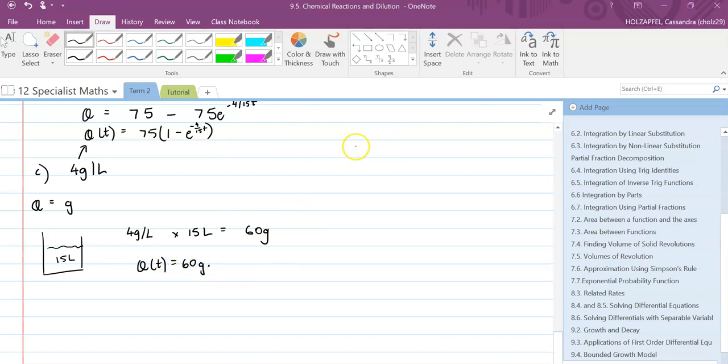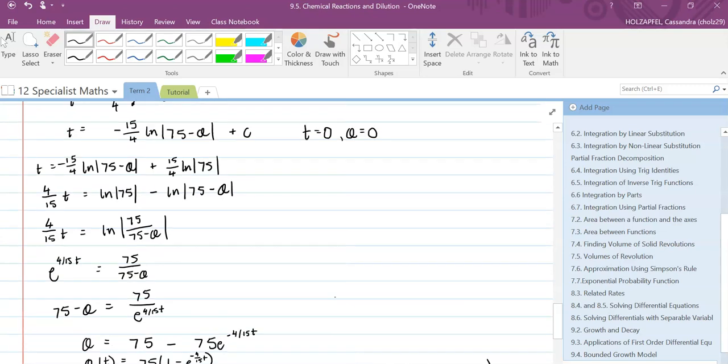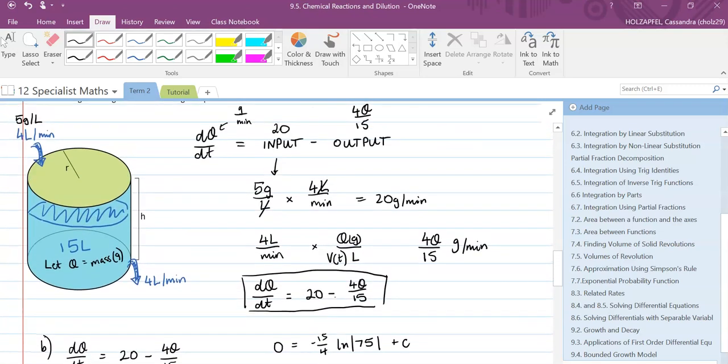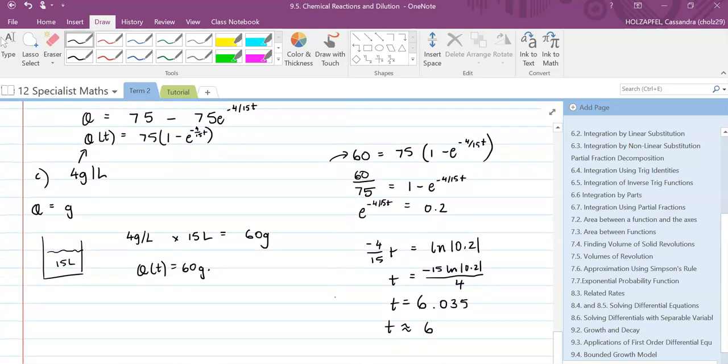So let's write this in now. We have 60 is equal to 75 times (1 minus e to the power of negative 4 over 15 t). Now all we need to do is rearrange and then solve for t. Okay, so now that I've substituted 60 into the equation, I've rearranged, and I've gotten t is equal to 6. I just want to double check the units that we're using. We're using minutes, so we're going to reach this point of 4 grams per litre after about 6 minutes.